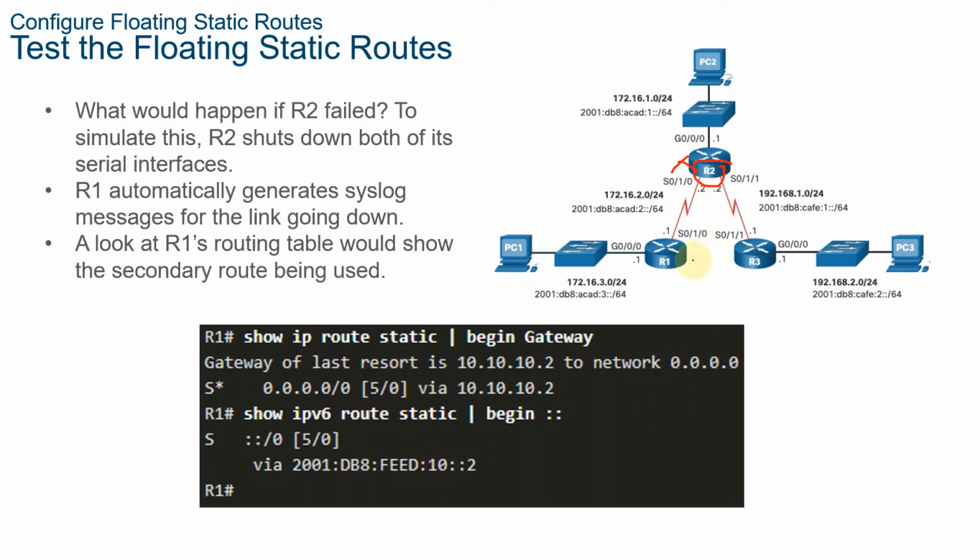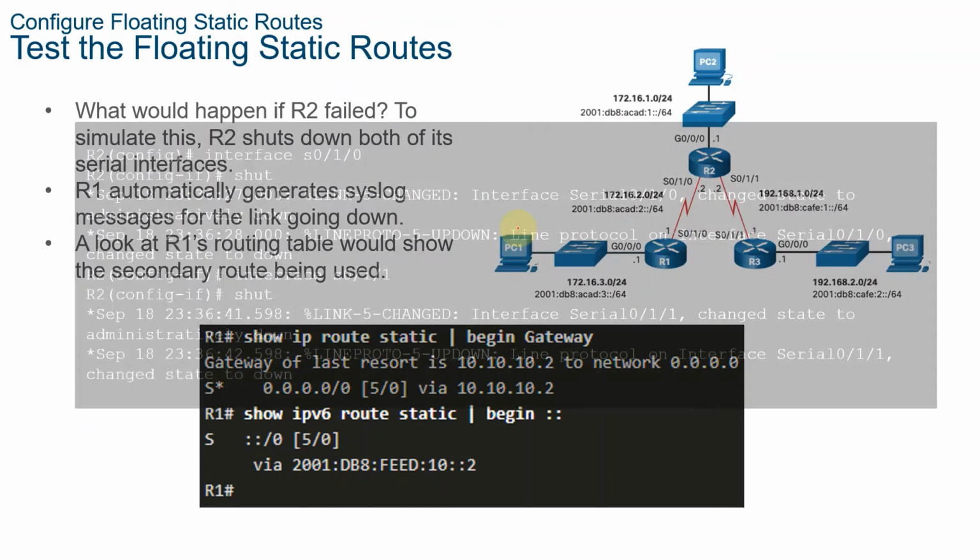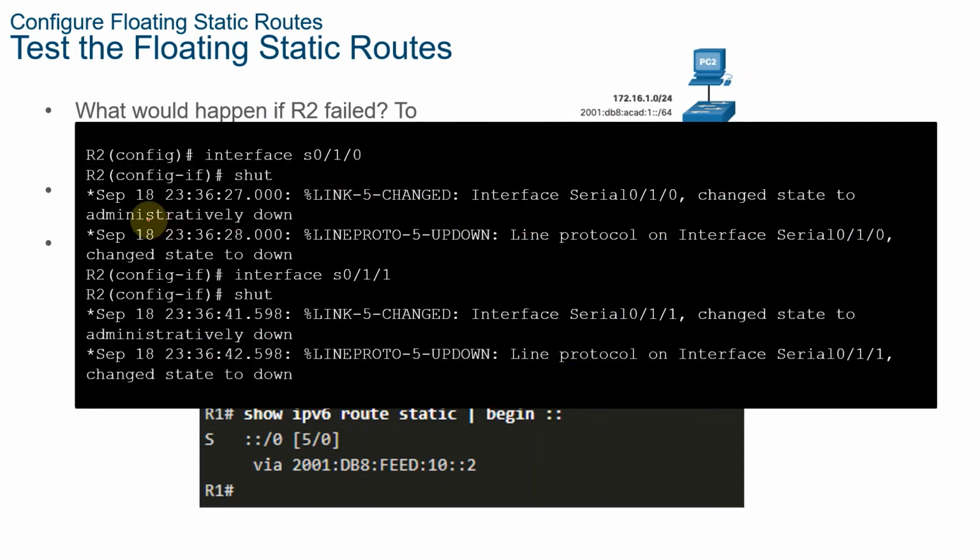Assuming we have the link there. All right, so what would happen if R2 fails? This is basically what you see. You're going to have notifications that the interface and the protocol went down.